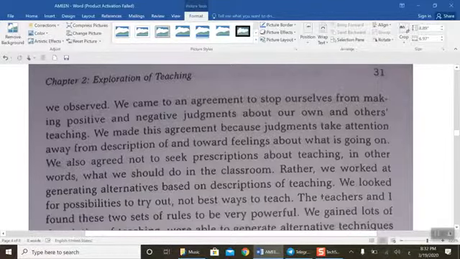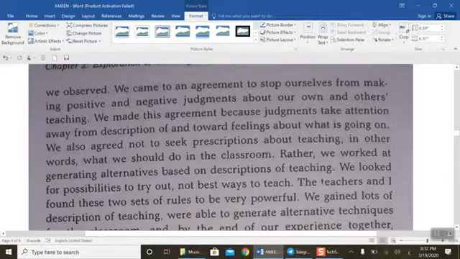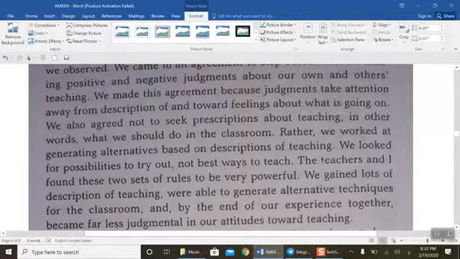We made this agreement. Why? Because judgments take attention away from description of, and toward feelings about, what's going on. Okay? So they leave judgments, positive or negative. Then we also agreed not to seek prescriptions about teaching. In other words, what we should do in the classroom. Do not give prescriptions. Then not a prescription, no judgments.